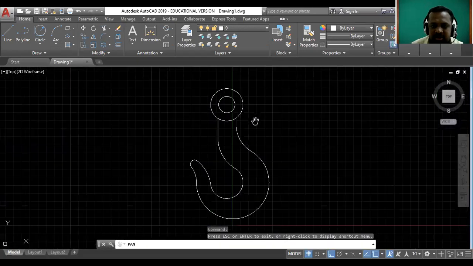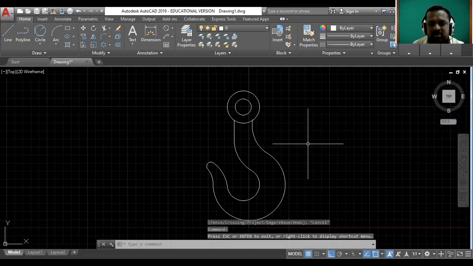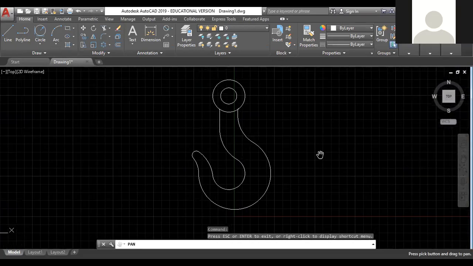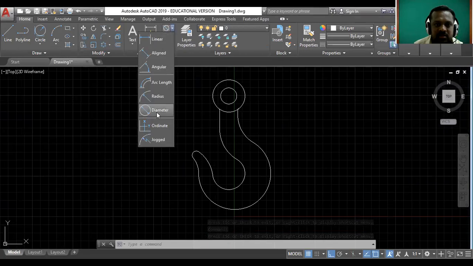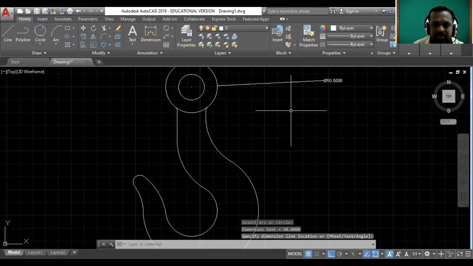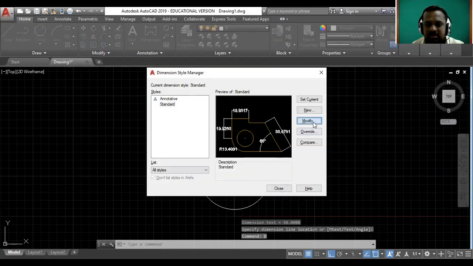Now check. This is your crane hook. So understood? Yes, sir. Okay, then do the dimension. Diameter of the circle. It is 50. Enter.